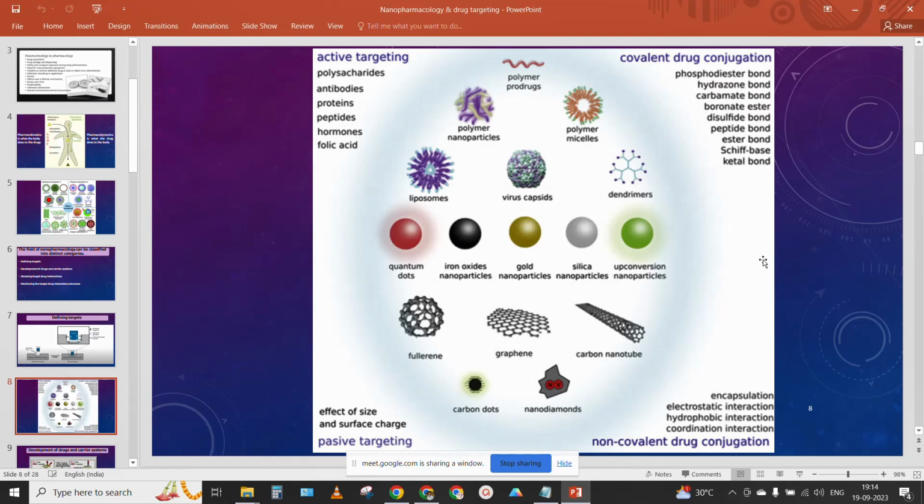Then this is active targeting, then covalent drug conjugation, passive targeting, and non-covalent drug conjugations are there. In drug and binding site conjugations, these things are there, with various nanoparticles like liposomes, polymeric nanoparticles, polymeric micelle, carbon nanotubes, and many more.